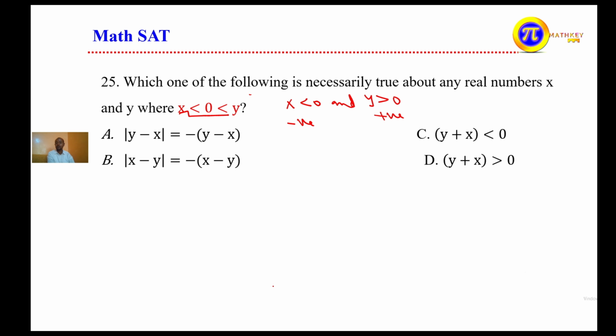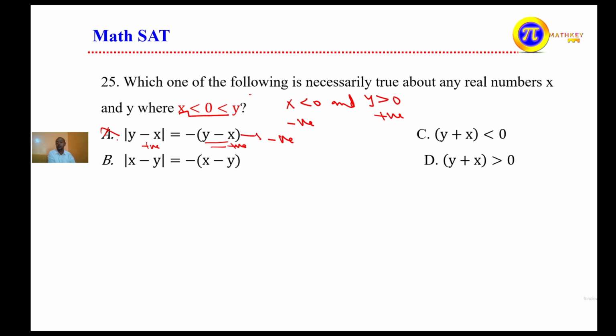If that's so, which one of the following is correct? Y minus x. Since y is positive and x is negative, y minus x becomes a positive value, whether it's absolute or without absolute, also the same result. But it says y minus x. This is positive. When you multiply by negative, the result becomes a negative value. This is negative, so this is not the correct one.